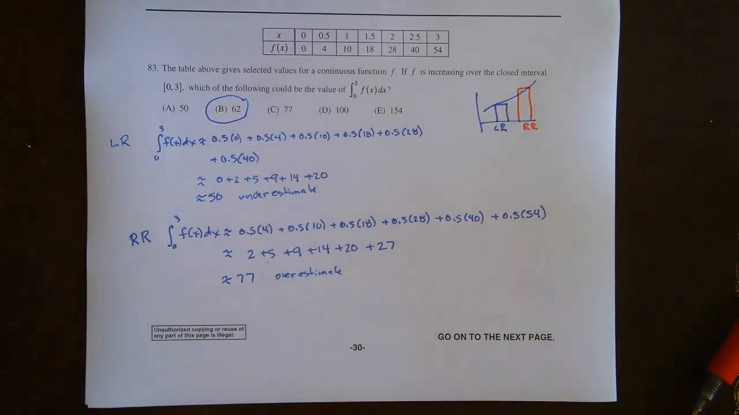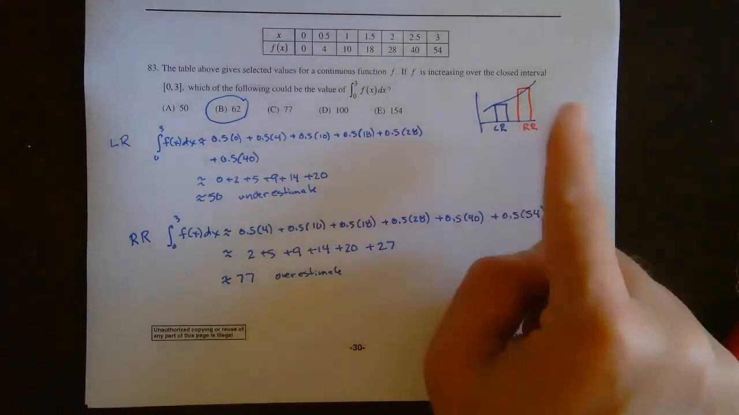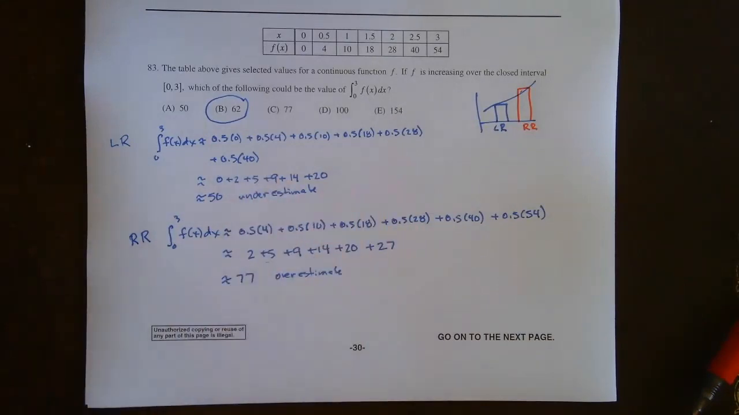All right, I kind of did that longer than you really need to, okay? But I want you to understand this, okay? It was important that you understand the over and underestimate, okay? And it's because it's increasing, and then the left and the right Riemann sums, okay? All right, we'll go to the next one, 84.